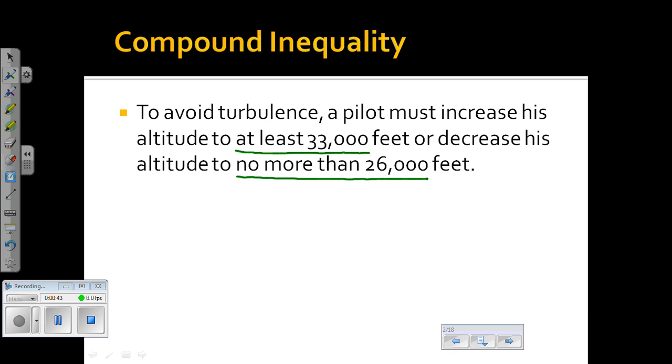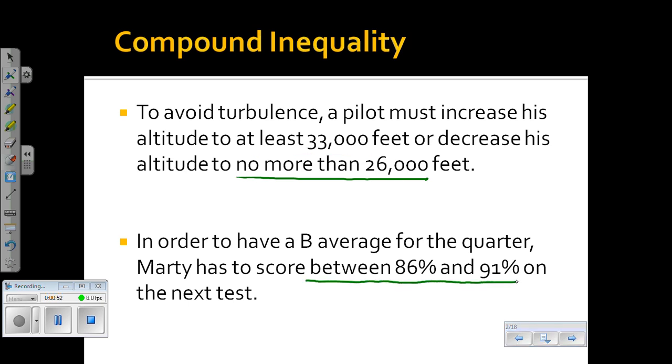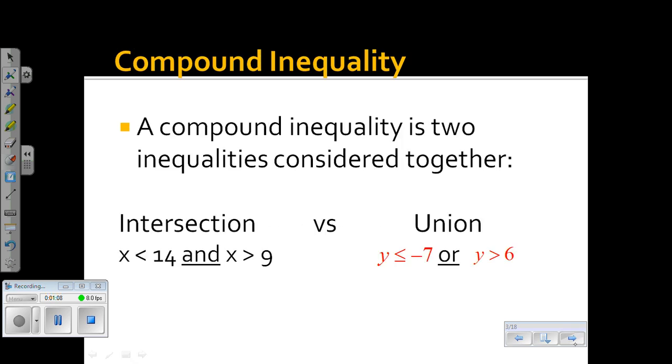Another example of a compound inequality is this one. In order to have a B average for the quarter, Marty has to score between 86% and 91% on the next test. That means that he needs to have at least 86, but no more than a 91 if he wants to maintain a B average. So these are both examples of compound inequalities.